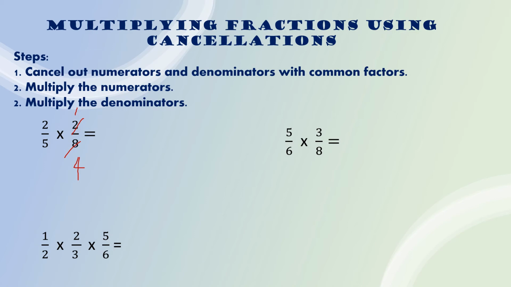Then we can go to step 1. We just put number 3 on top, and then we multiply the numerators and multiply the denominators. So still the same, 2 times 1 equals 2.